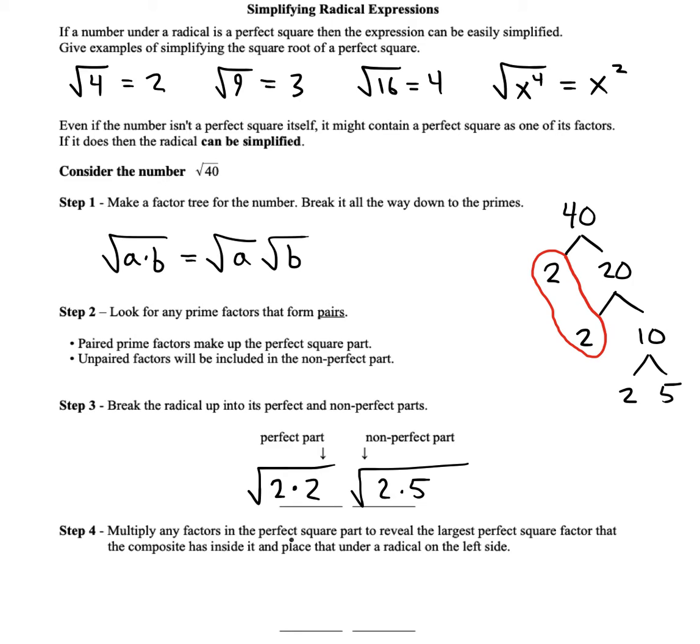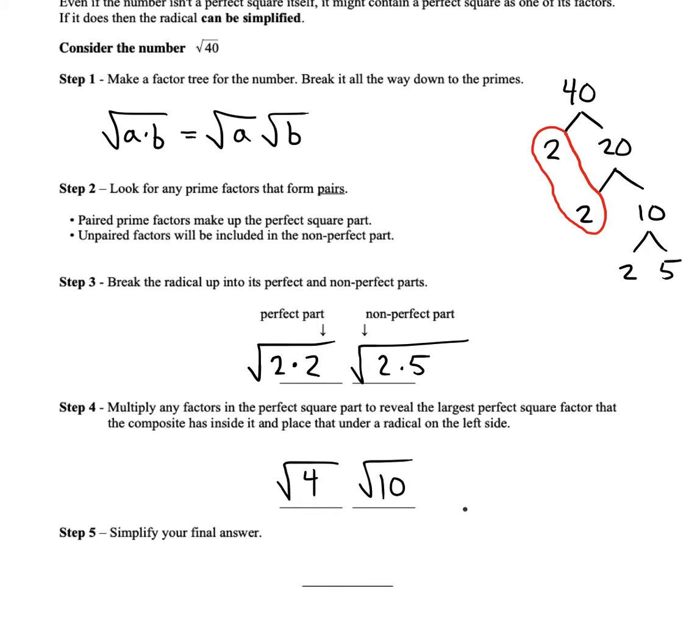Now we can multiply the factors together to reveal the largest perfect square inside 40. It's 4. And then we can multiply the 2 and the 5 together to get 10. And it's almost completely simplified now. The last step is to do the square root of 4 like we had done above and simplify it to a 2. So we're going to have 2 radical 10 as our final answer.